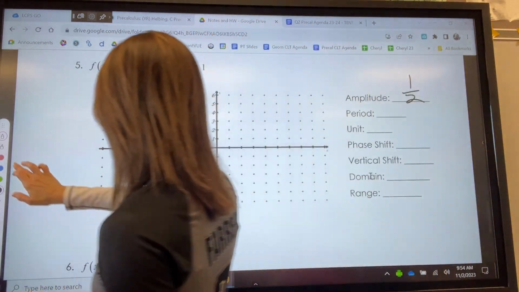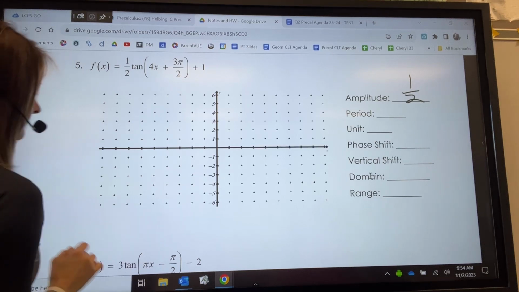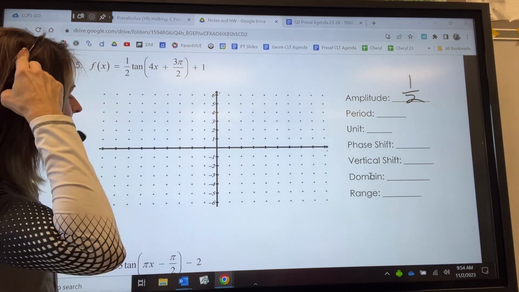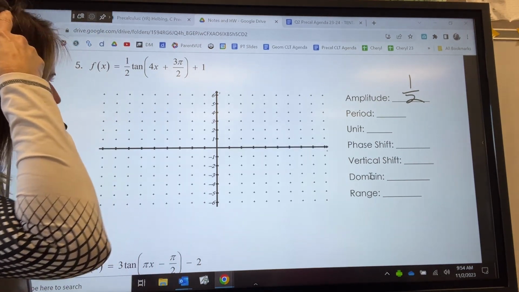Oh, I don't like writing in black. We'll start with blue. Okay. So, got a lot going on in this problem.